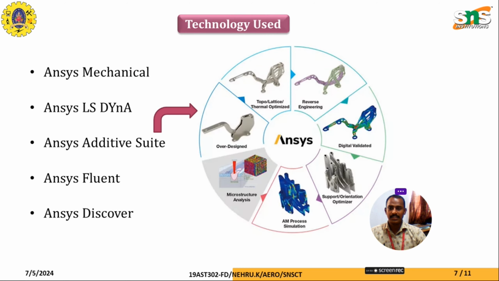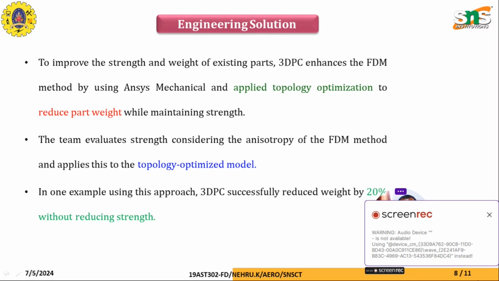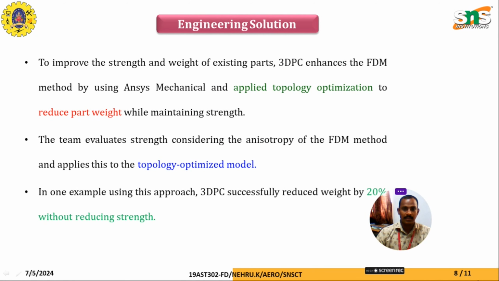The basic technology they used is ANSYS Mechanical, ANSYS LS-DYNA, ANSYS Additive Suite, ANSYS Fluent and ANSYS Discovery. So for modeling and simulation, they do the ANSYS Mechanical analysis. Whereas the additive engineering solution is to improve the strength and weight of an existing part. This 3D printer company uses the FDM method with ANSYS Mechanical and applies topology optimization to reduce the weight of different components while maintaining strength during operation.